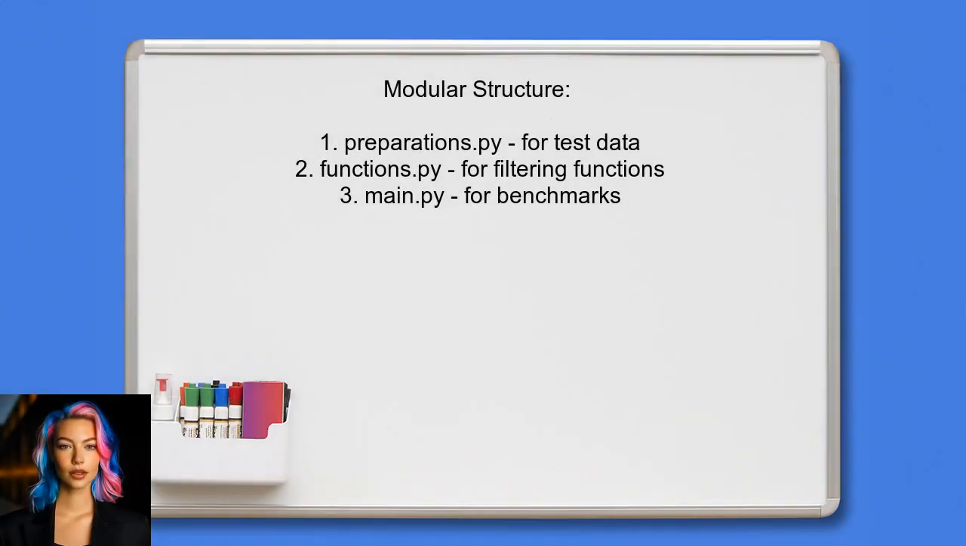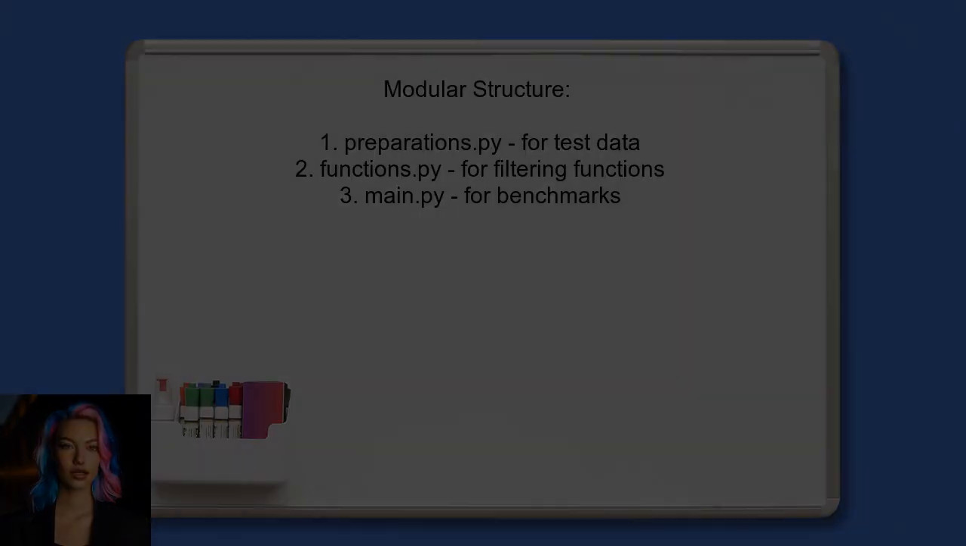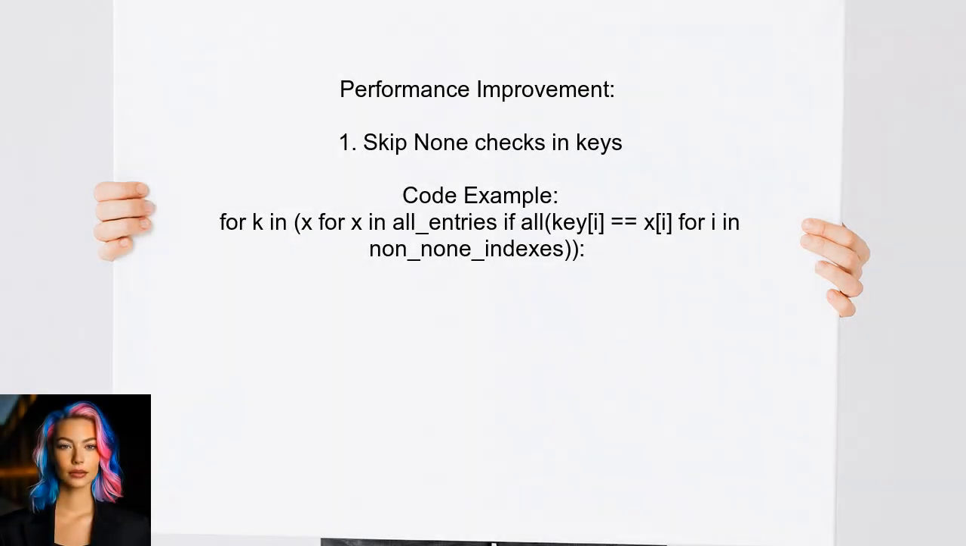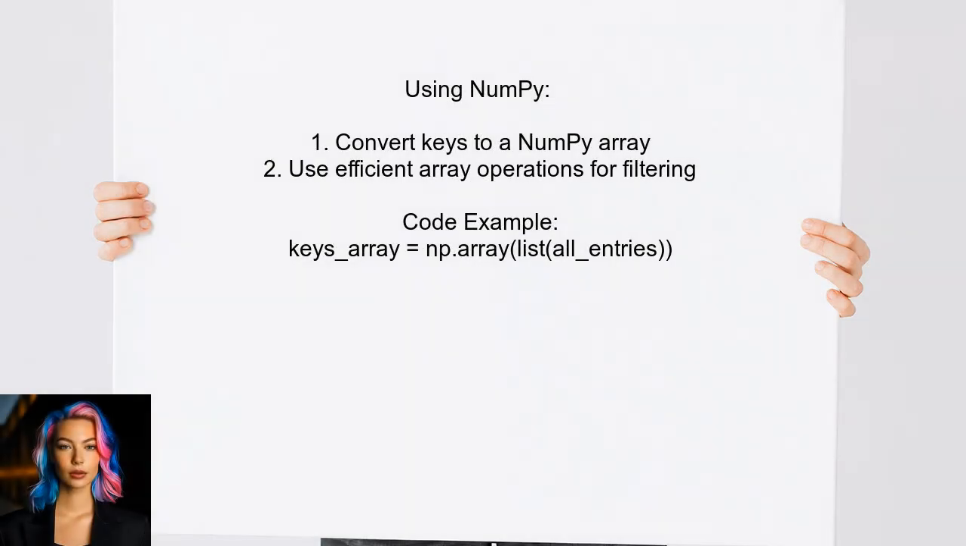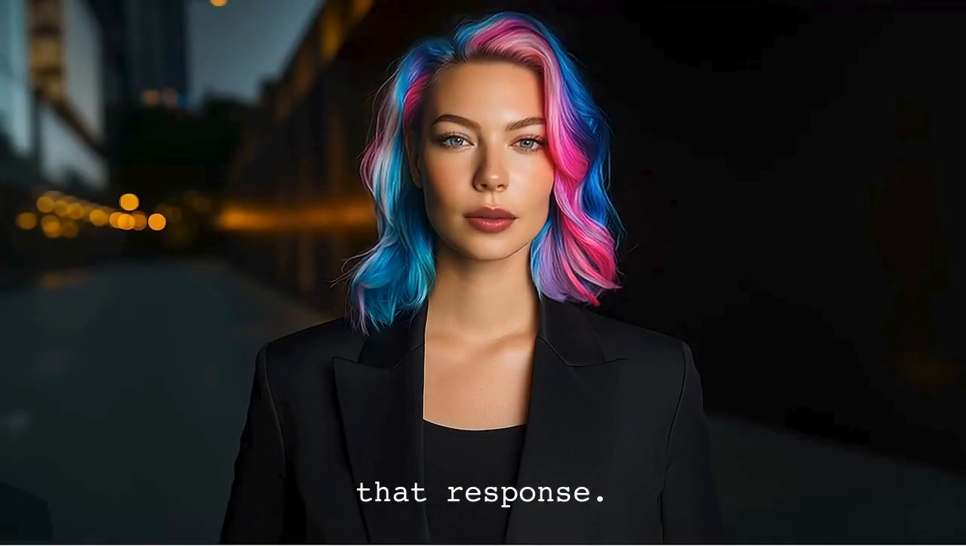Next, the user suggests creating separate modules for better organization. This includes a preparations module for generating test data, a functions module for the filtering functions, and a main module for benchmarks. To enhance performance, the user recommends skipping checks for indices with none values in the keys. This reduces unnecessary comparisons and speeds up the filtering process. Finally, using NumPy can further optimize the filtering process. By converting the dictionary keys into a NumPy array, you can leverage efficient array operations to filter the keys based on the provided criteria. That's all for that response.